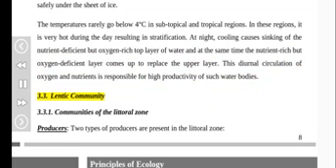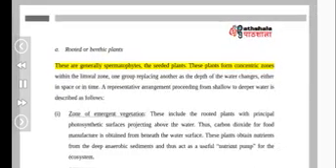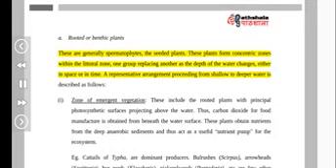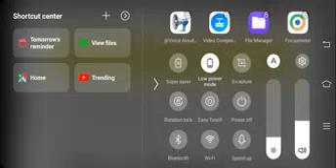3.3. Lentic community. 3.3.1. Communities of the littoral zone. Producers. Two types of producers are present in the littoral zone. A. Rooted or benthic plants. These are generally spermatophytes, the seeded plants. These plants form concentric zones within the littoral zone, one group replacing another as the depth of the water changes, either in space or in time.